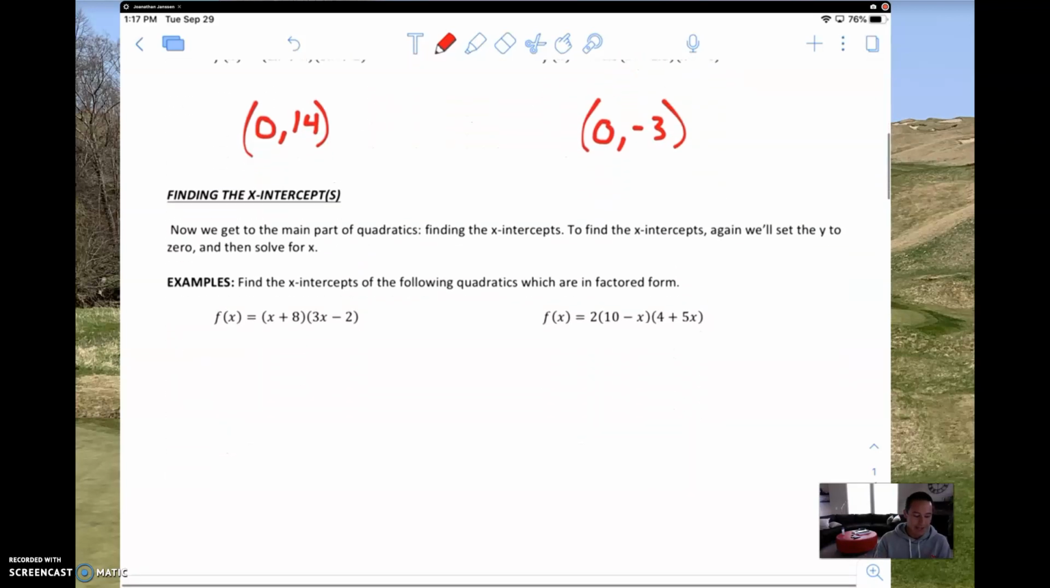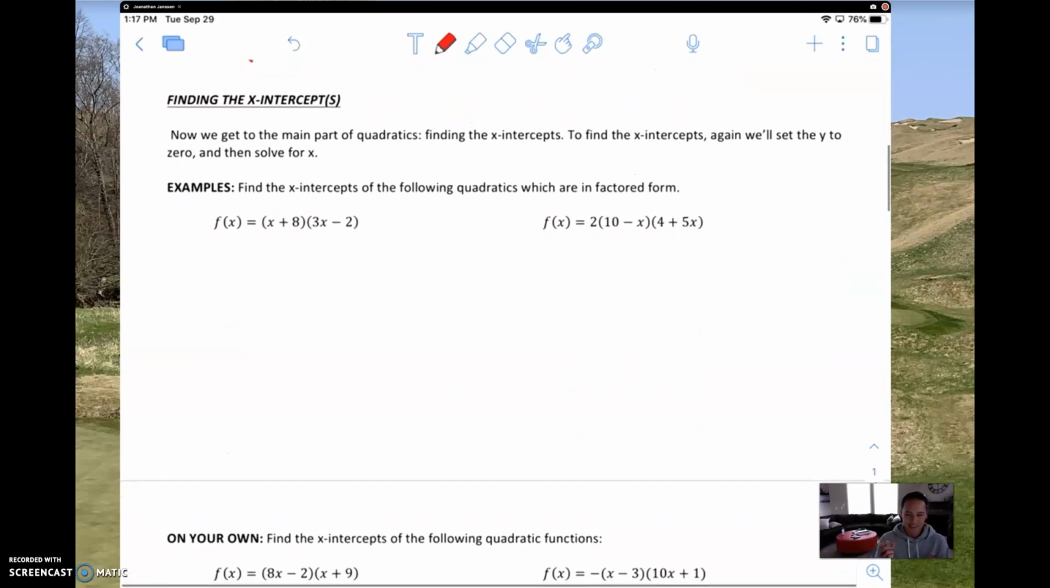Now we're going to get to the x-intercepts, and this is like the special sauce of factored form. When it's factored form, it's going to be really, really easy to find the x-intercepts. When it was in vertex form, it was easy to find the vertex. When it was in standard form, it was really easy to find the y-intercept. When it's in factored form, it's easiest to find the x-intercepts. So, same concept is going to apply as before.